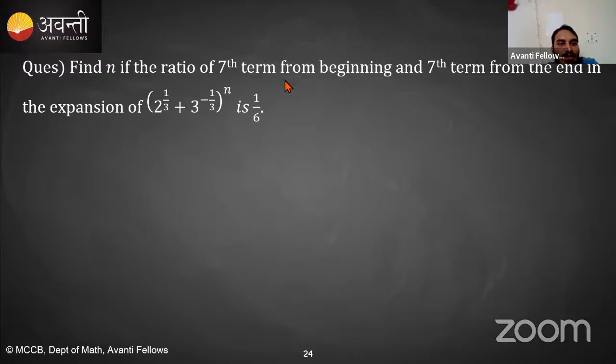Find n. It's very simple. Find the 7th term from the beginning. Find the 7th term from the end. Take the ratio and equate it to 1 by 6. Everybody start solving it. If you get the answer, please let me know in the chat box.